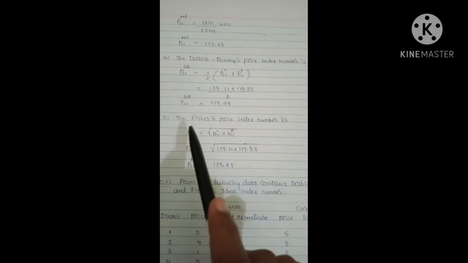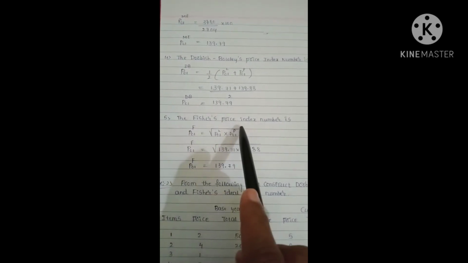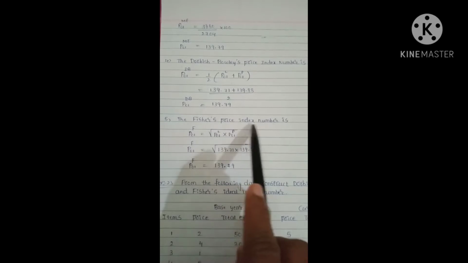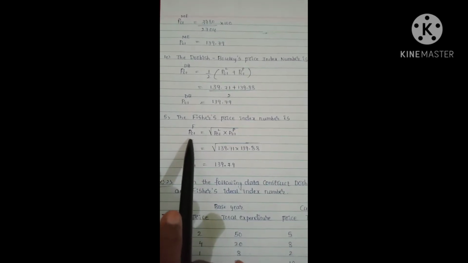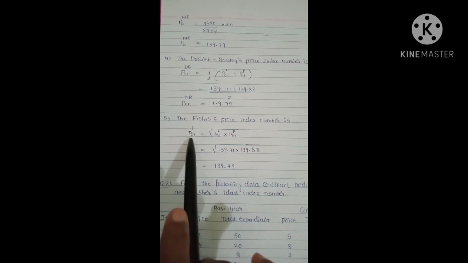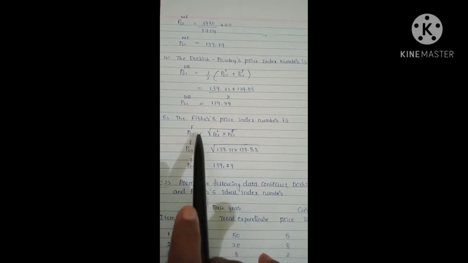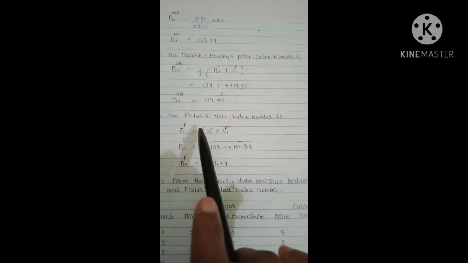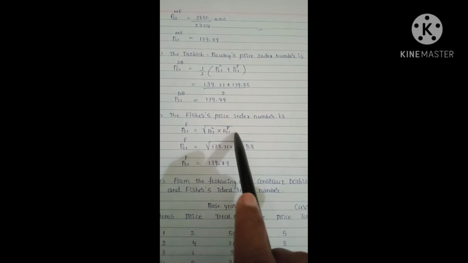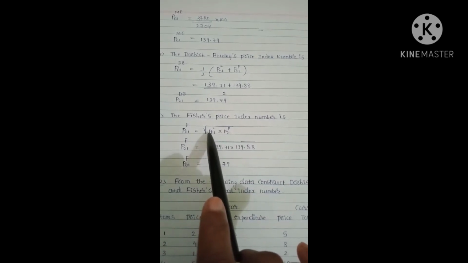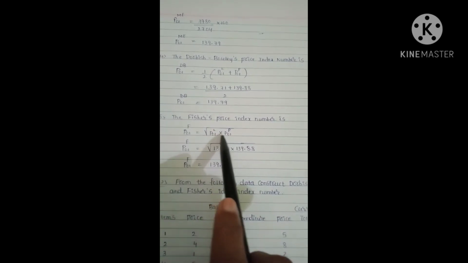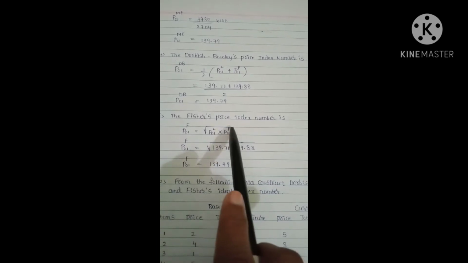Next, fifth one is, what is the Fisher's price index number? Fisher's price index number. It is denoted as P01 of F. How we calculate P01 of F equal to square root of the Fisher means here square root of last year's into past year's. Last year's is denoted as P01 of L into past year's denoted as P01 of P.